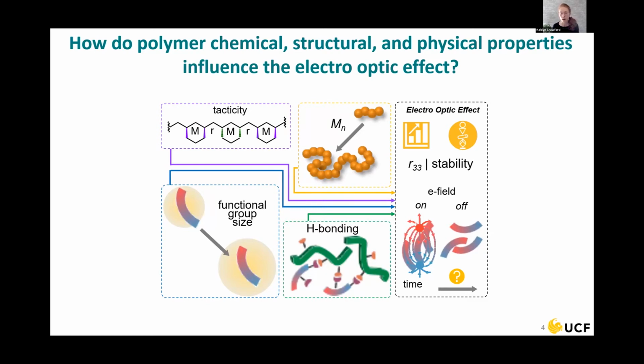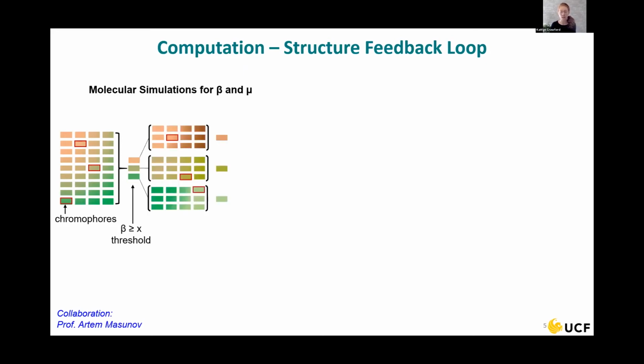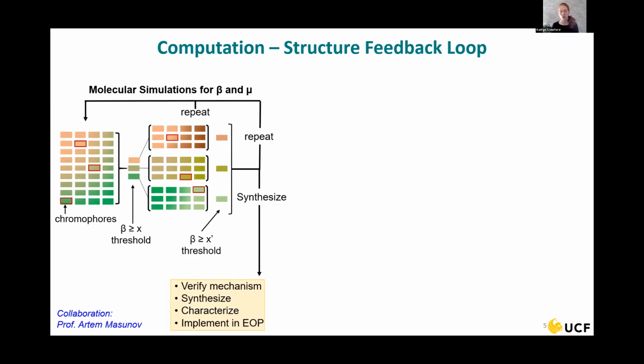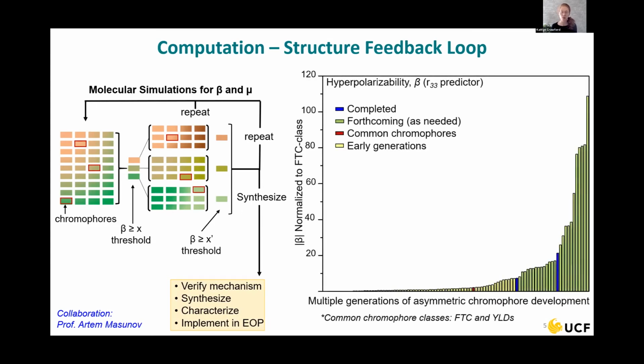The next thing we wanted to do, now that we know which direction we're going in with the polymer, is to identify the chromophore. And we decided to make our own chromophore by using a computational structure feedback loop. And we did this in collaboration with Artyom Masonov, who has done the molecular simulation. So we drew a bunch of different chromophores that are asymmetric, and we went through and figured out theoretically what are the beta values and the dielectric constants from a theoretical standpoint. And we went through this feedback loop several times until we decided we had some molecules that gave us theoretical hyperpolarizability values that were sufficient enough to begin synthesizing chromophore materials. So the plot on the right is a result from this computation feedback loop.